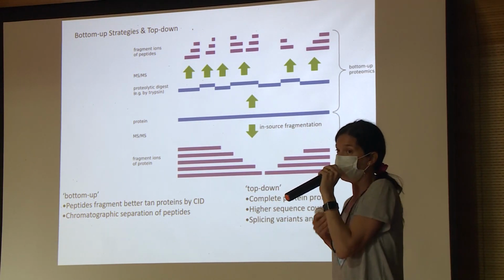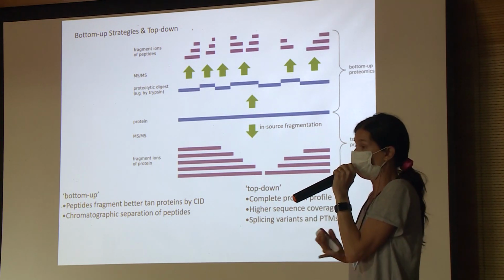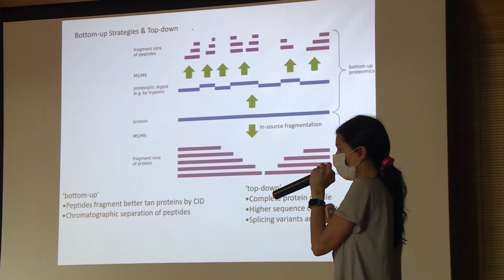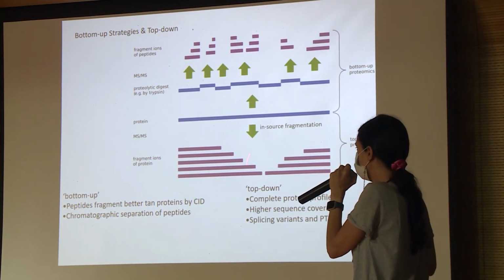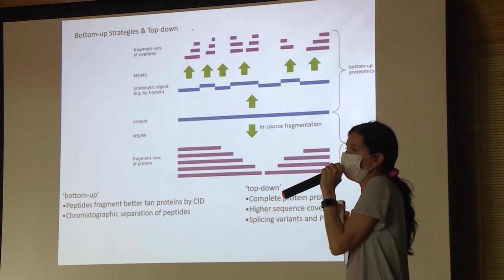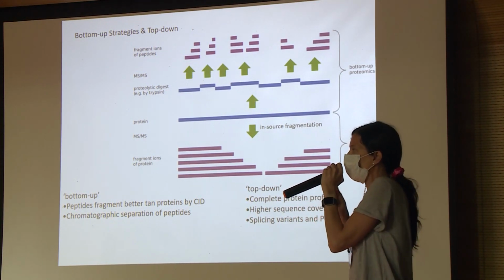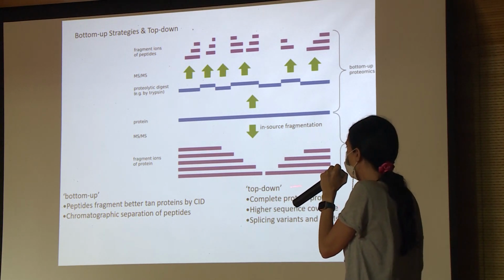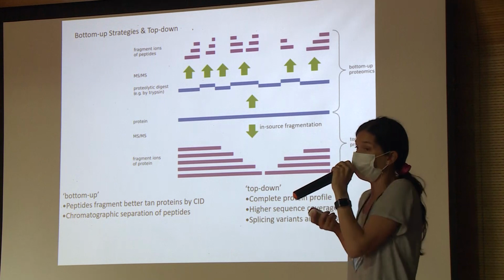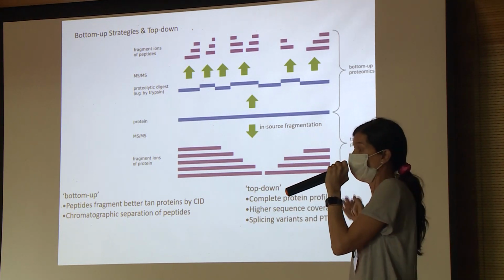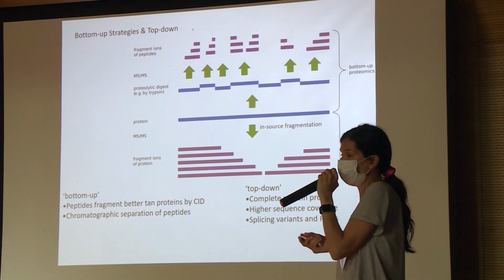So most of the instruments have methods to do this. They're not so easy to set up. We've tried it a couple of times and we've never really succeeded, but it does have some advantages in that you can take advantage of seeing a more complete protein profile, because you're seeing the whole protein or big chunks of the protein, especially in the case of splicing variants and post-translational modifications.